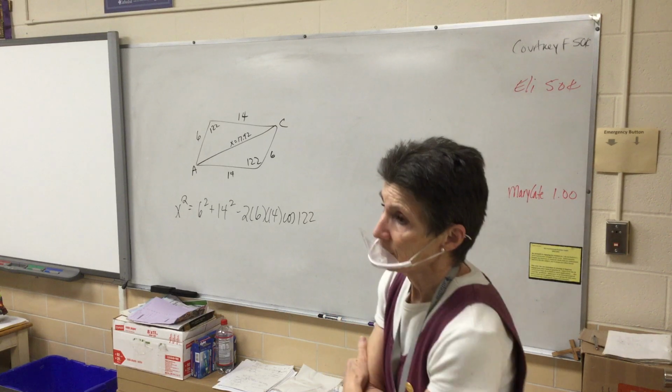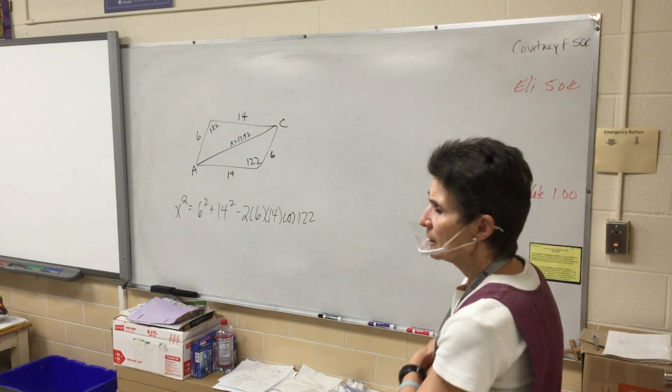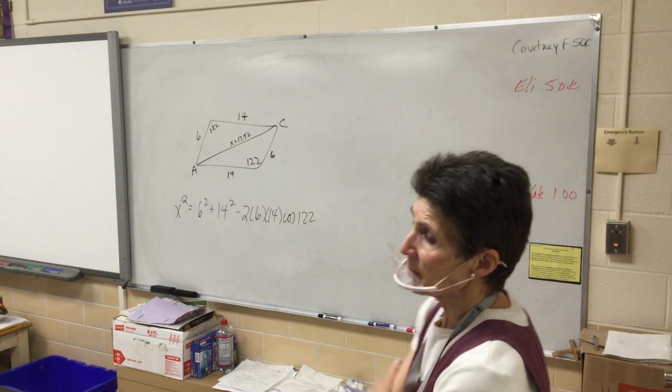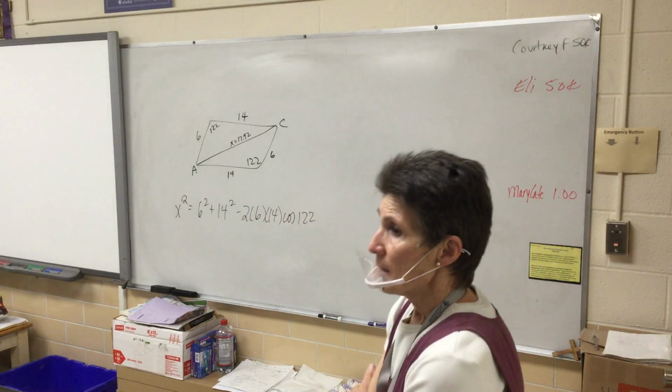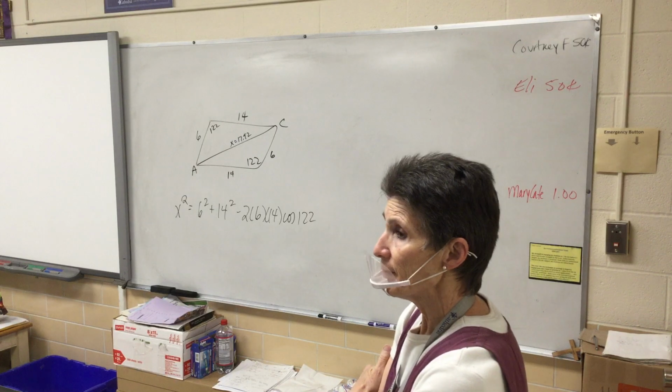Who's got a thought there? Oscar, you got a thought on the area? Half base times, yeah, base times height. Well, half base times height would be awesome if I had the base and height. But a base and a height requires a 90-degree angle. I don't have that.